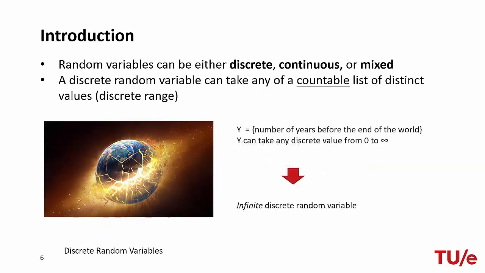As a last example, we define y as the number of years before the end of the world. y can take any discrete value from 0 to infinity. So in this case, the list of distinct values is infinite, and y is an infinite discrete random variable.